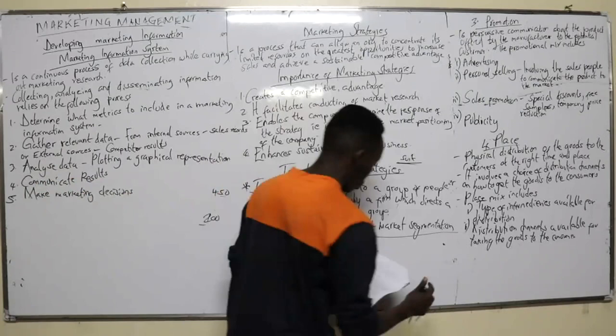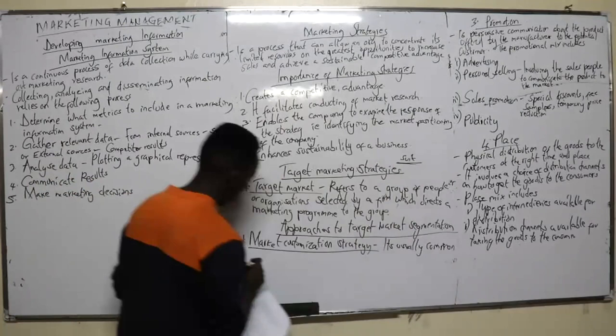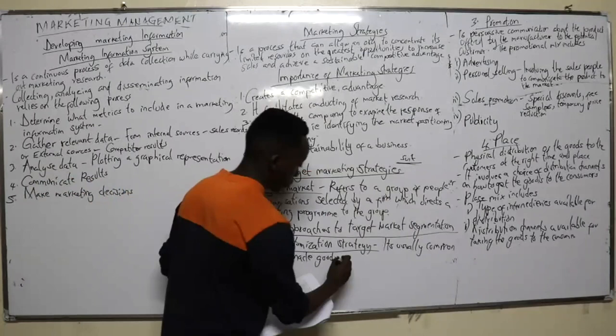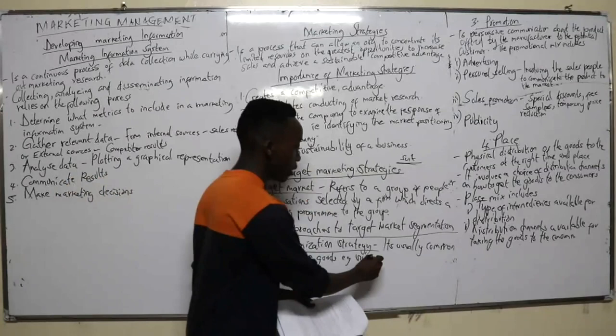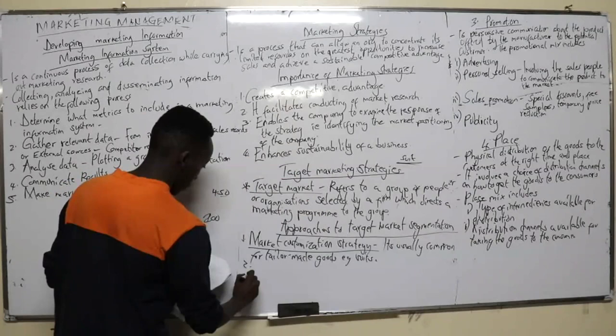So this one is usually common for tailor-made goods, the ones that are made to specifications. So for example, clothes, or you can say suits, those kinds of tailor-made qualifications. Also any product that you can make modifications on, where each customer is unique. And then also the differentiated marketing strategy.